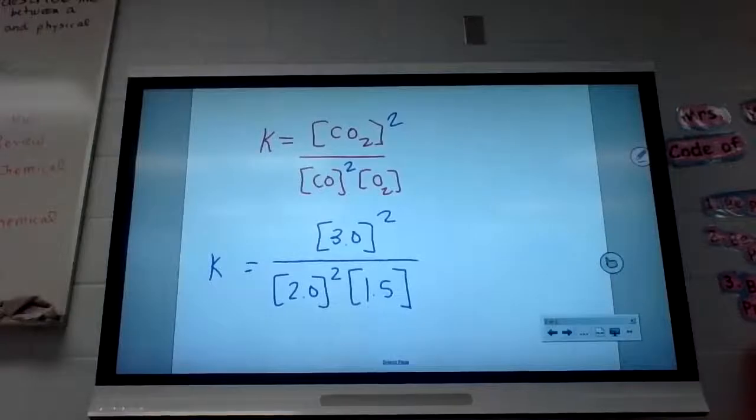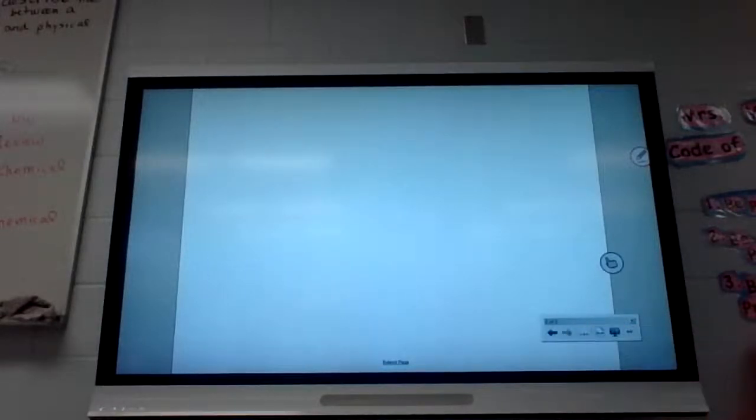3 squared, divide, 2 squared, divide, 1.5. Okay, 1.5. That's what I called out, 1.5. Well, I mean, that's not what I have on paper. I didn't put it all together. Okay. Now, for Annabelle, number 5.